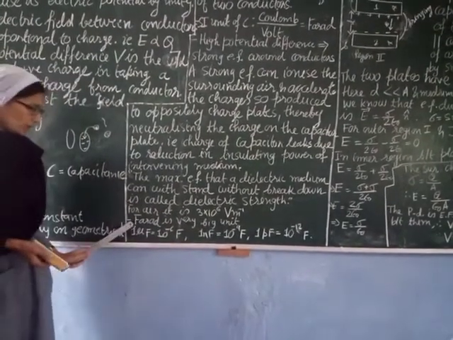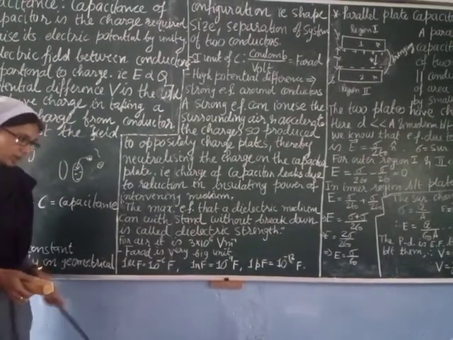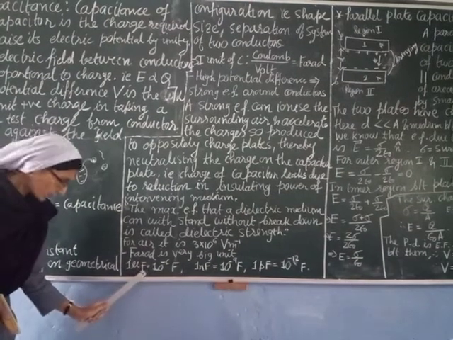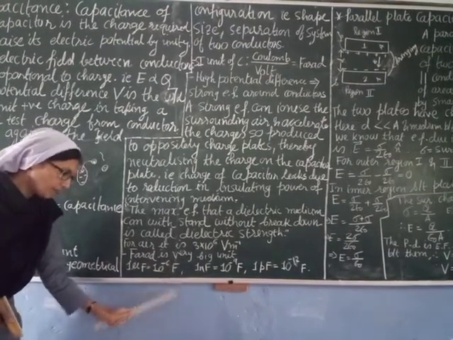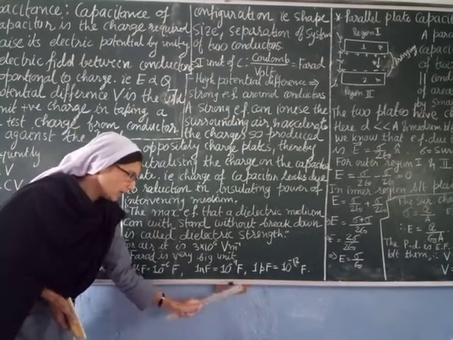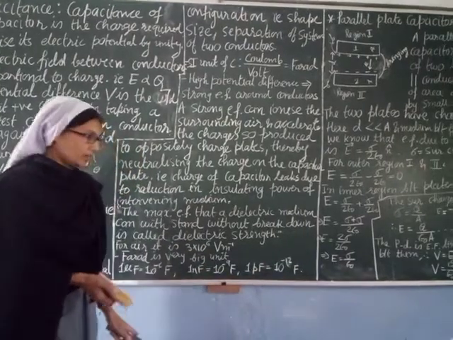Then I was telling you about farad. Farad is a very big unit, so in practice we use smaller units of it. That is 1 microfarad, which is 10 to the power minus 6 farad. Then 1 nF means 1 nanofarad, that is 10 to the power minus 9 farad. 1 pF, 1 picofarad, equals 10 to the power minus 12 farad.